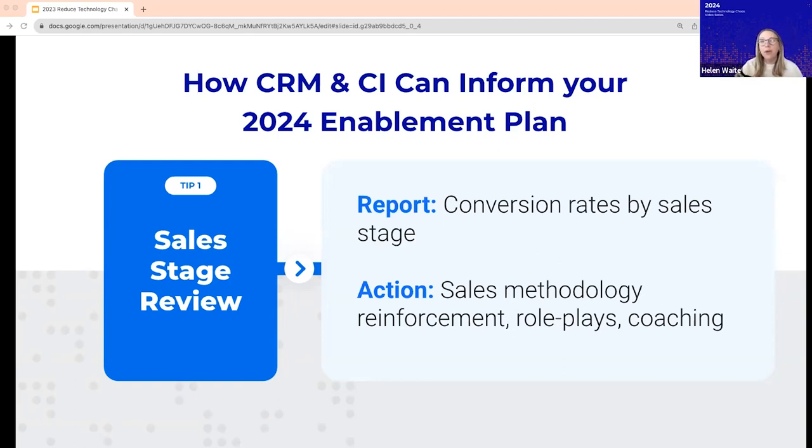That could be in the form of reinforcement. So if a certain stage has declining win rates, you may need to really focus on reinforcing training around that stage. What are your best practices that reps or BDRs, depending on the stage, should be doing? And then also look at how role plays or coaching can play a hand in reinforcing this sales stage performance. So by doing these call reviews, looking at if there's a certain sales stage where you're losing more than you were before, how can you find similarities across these calls and implement this as part of your plan for next year?